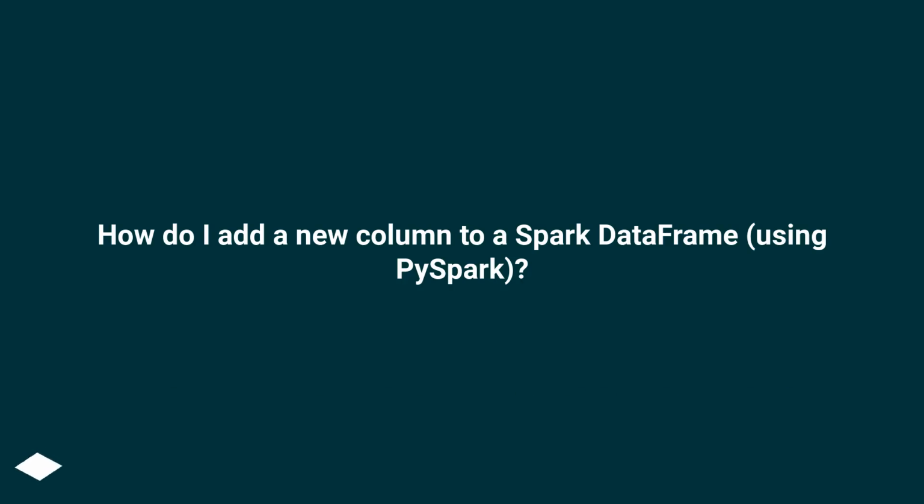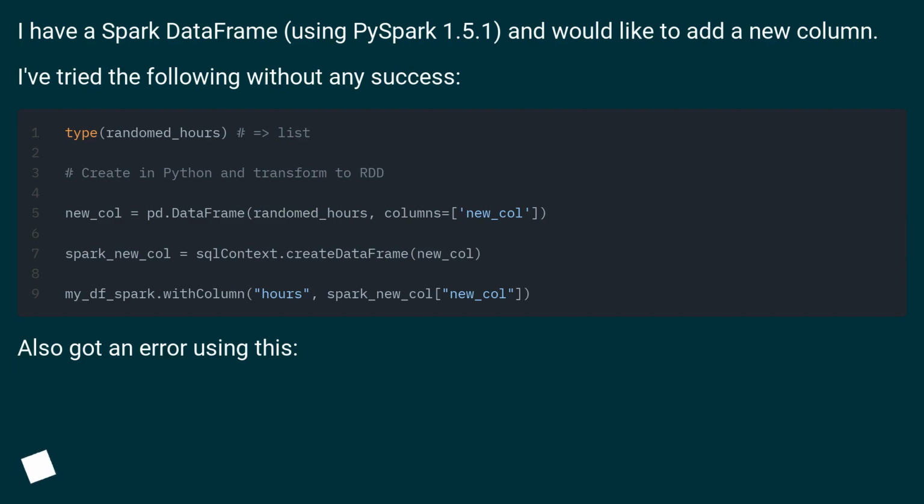How do I add a new column to a Spark DataFrame, using PySpark? I have a Spark DataFrame, using PySpark 1.5.1, and would like to add a new column. I've tried the following without any success.